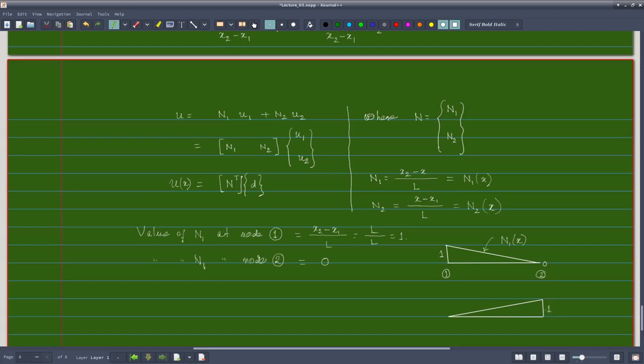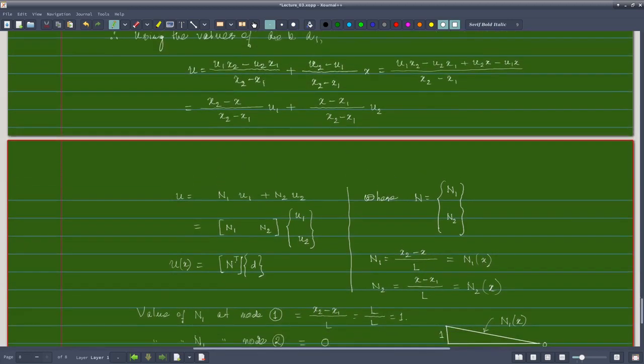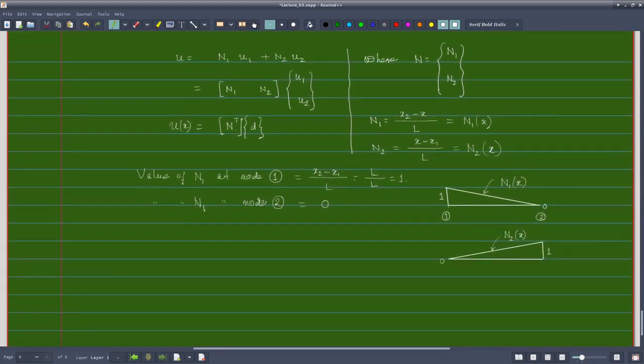So this is my value 1 and this is 0, and this is my N2, variation of N2 over X over the element. Okay, so this is another fundamental property of all the shape functions we will be using for finite elements, that the shape function belonging to a node N1 belongs to node 1, because why? Because in writing the displacement I am writing N1 into U1. U1 is the nodal displacement at node 1, so that's why this N1 belongs to node 1. So any shape function which is defined for a node must have a value of unity at that node and 0 at all other nodes.